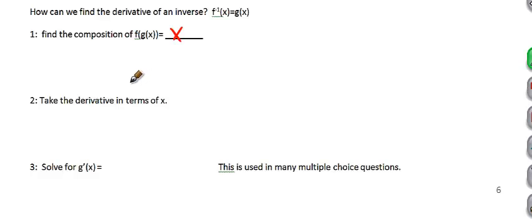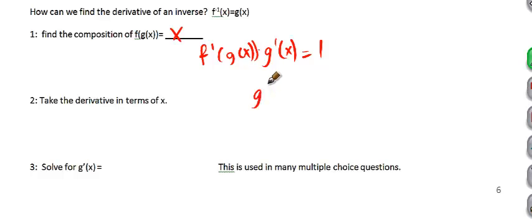All right, so the goal is we want to find out what the derivative of the inverse is, g prime of x. So we take the derivative of both sides, so we have to use the chain rule. F prime of g of x, the derivative of the inverse, times the derivative of the inside, g prime of x, equals 1. Then the derivative, g prime of x, is 1 over f prime of g of x.